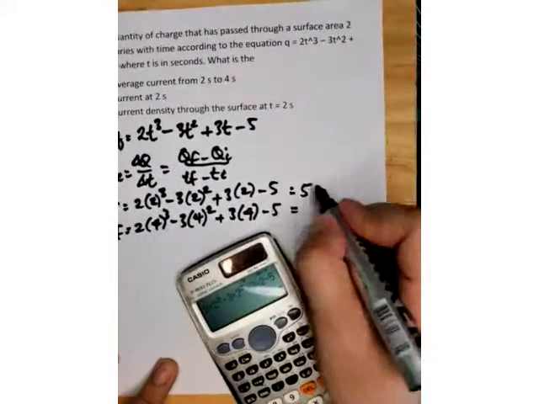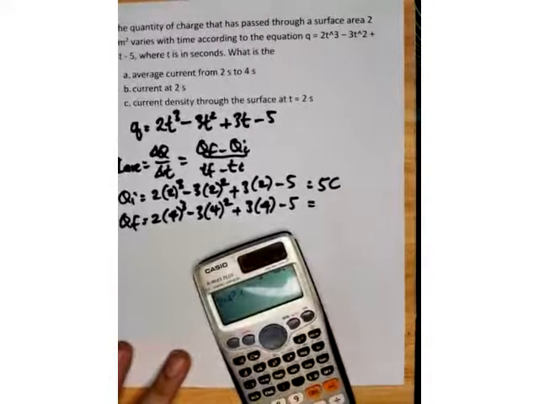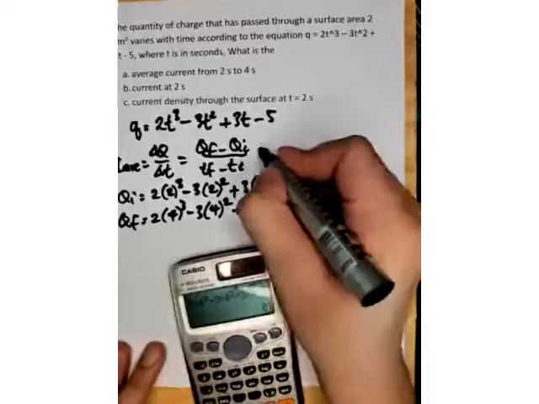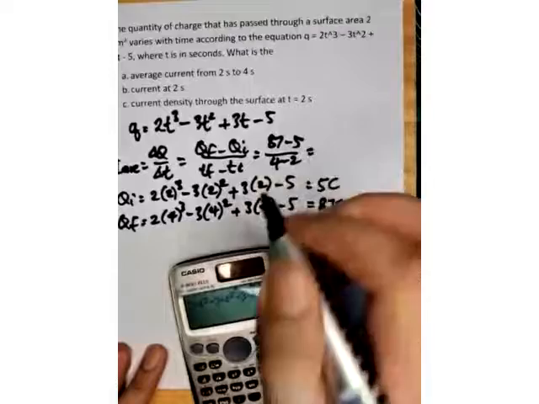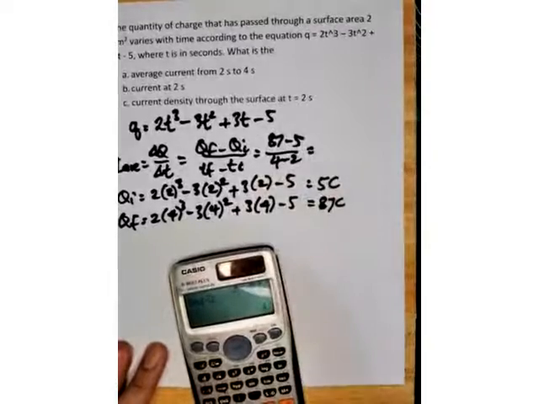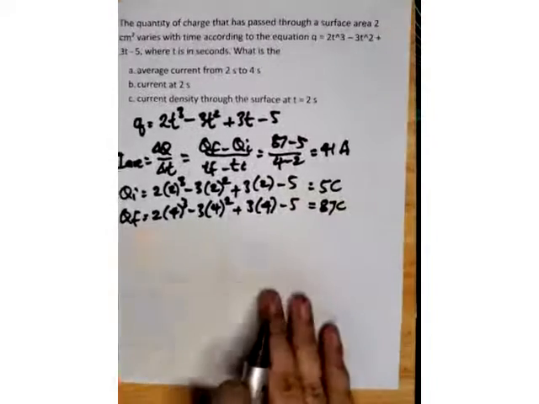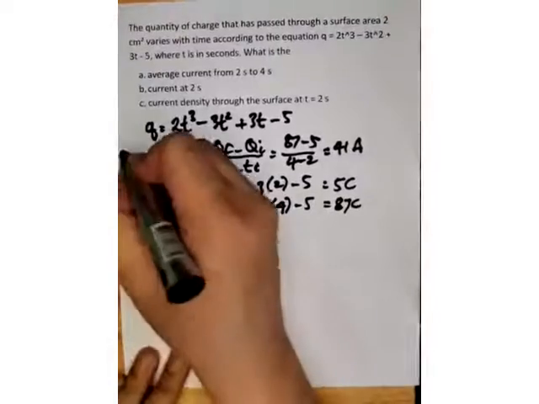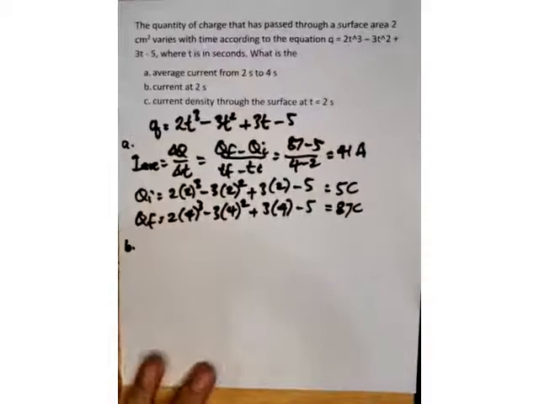Ayan. So the Q initial is 5 coulombs. Okay, Q final is 87 coulombs. So that's equal to 87 minus 5 over 4 minus 2. Okay, 41 amperes. Ayan. So the average current is 41 amperes. So that's letter A. For letter B, what's the current at 2 seconds? So current means that's instantaneous.